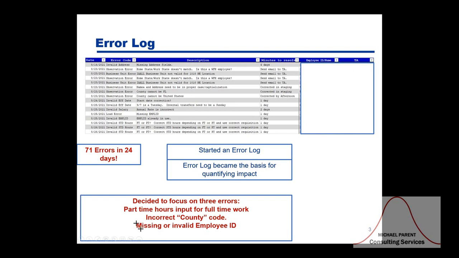And then finally, we wanted to focus on missing or invalid employee IDs. The employee ID is a six-digit string of numbers that says, hey, this is the employee's ID, and that connects to their I-9 and all of the stuff that you need to be hired in. Some of them were being left blank. Some of them had too many numbers. Some of them had too few numbers. So that was an issue that we wanted to solve.